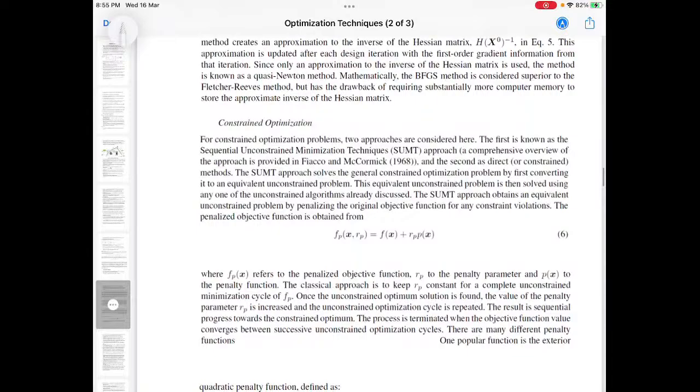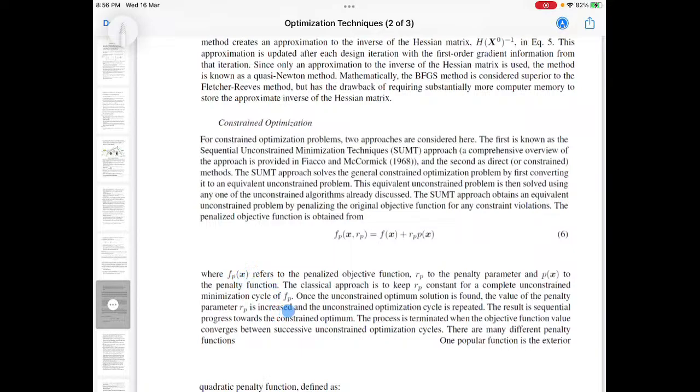The classical approach is to keep rp constant for a complete unconstrained minimization cycle of fp, and once the unconstrained optimization solution is found, the value of the penalty parameter rp is increased and the unconstrained optimization cycle is repeated. Here, fp is the unconstrained minimization cycle. Actually, fp of x refers to a penalized objective function where rp is the penalty parameter and p of x is the penalty function.